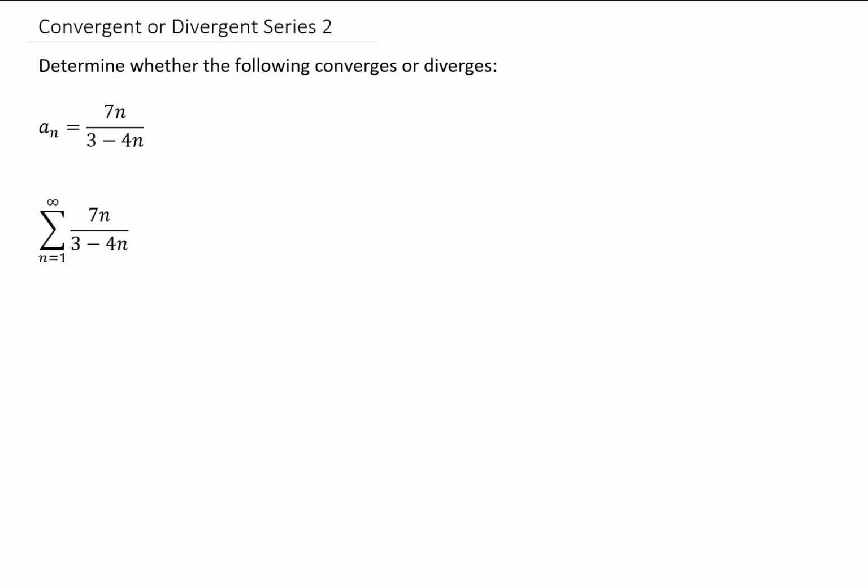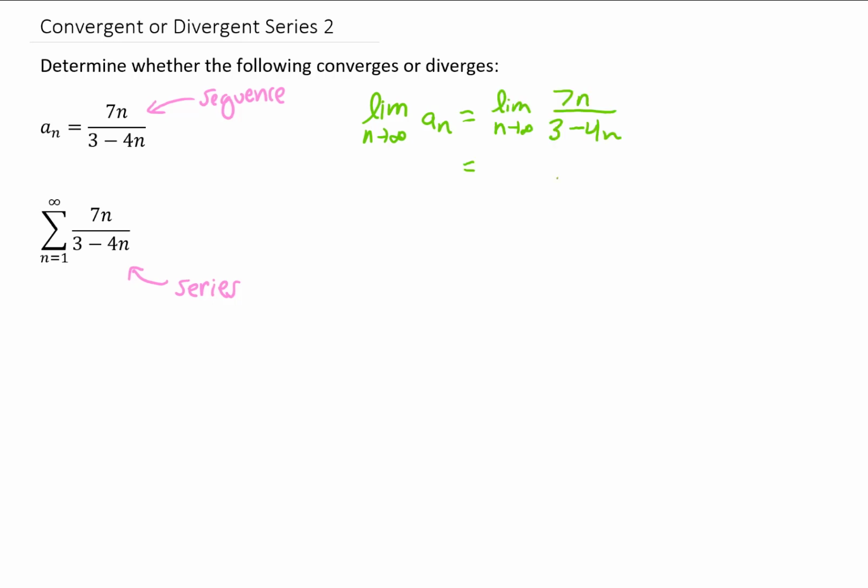We're determining whether the following converge or diverge. An important note right off the bat is that this up here is a sequence, whereas this down here is a series. If we want to know if a sequence converges, we simply have to take the limit. And we're taking this limit as n goes to infinity.